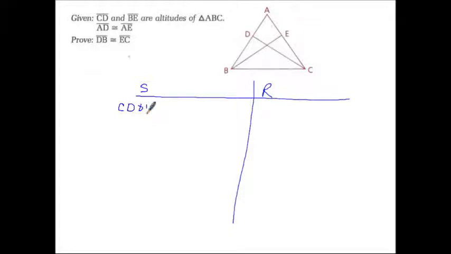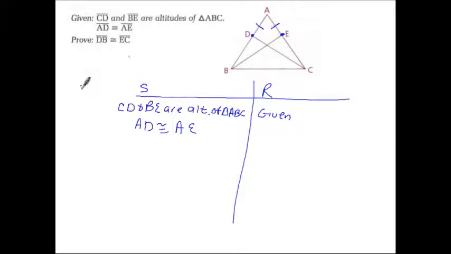CD and BE are altitudes of triangle ABC. That's given. And AD is congruent to AE. Let's draw that in, AD and AE. Now, if we know we have altitudes, we know that right angles are going to end up forming here and here because we have two altitudes.